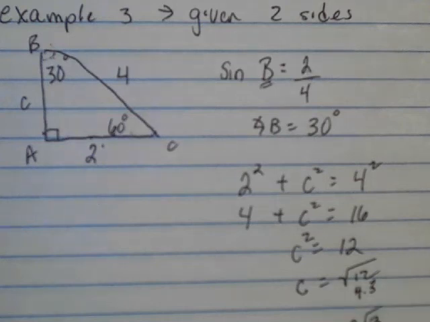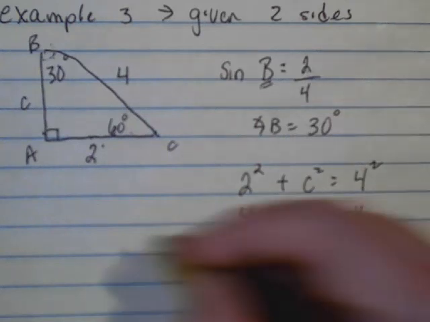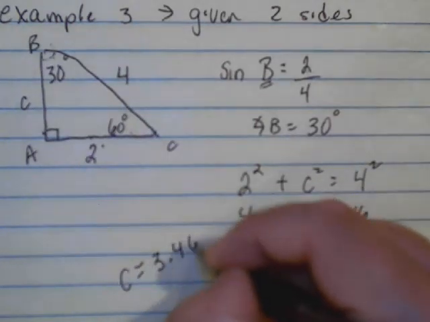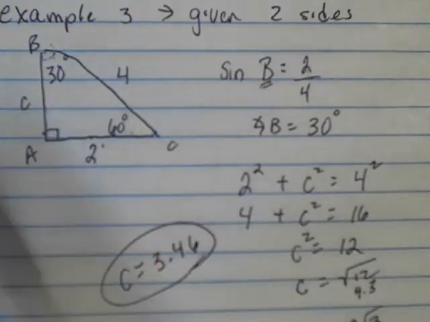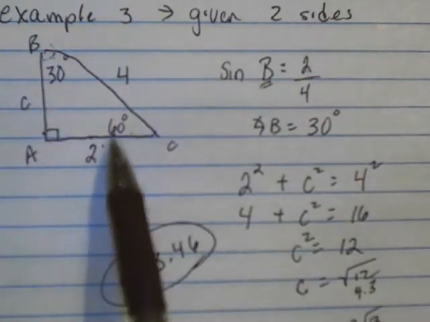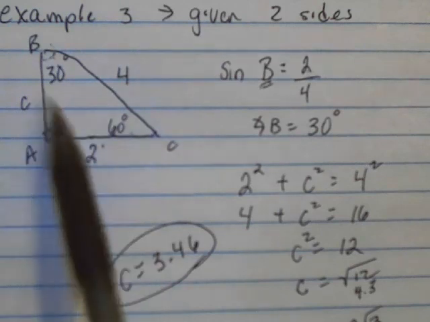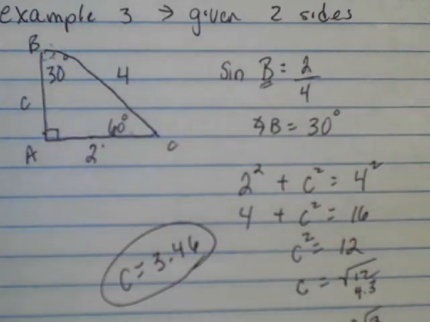Or we can just type it in the calculator, and I'm probably going to have you do that on the homework, just so all your answers will be in decimal form. So square root of 12 is 3.46. And that would make sense that it would be between 2 and 4, because 60 is between 30 and 90. So when you're having to find the angles, you have to use second cosine or second sine or second tangent.